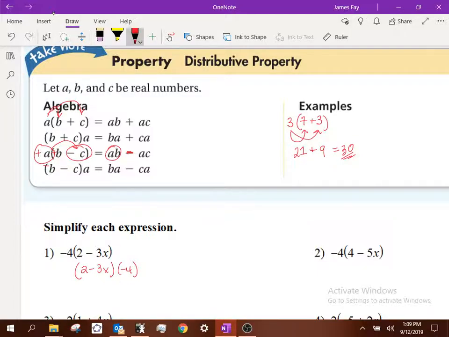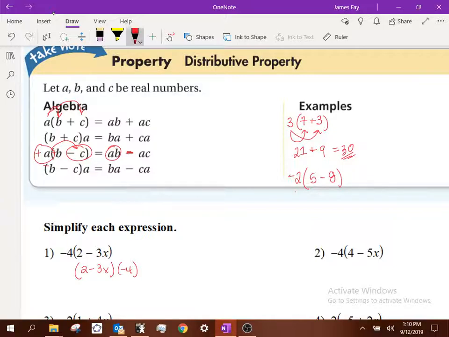Let's do this. What if I say negative 2 times the quantity 5 minus 8? Okay? Order of operations, you're going to make this what? What's 5 minus 8? Negative 3. What's negative 2 then times negative 3? 6. Let's see if the distributive property gives me the same answer.